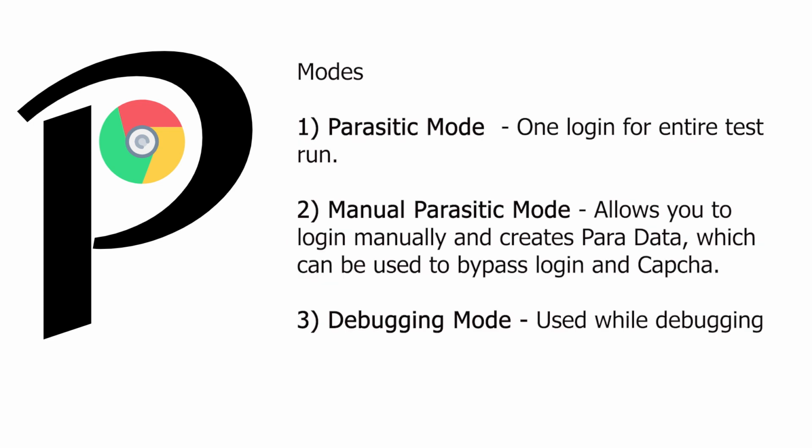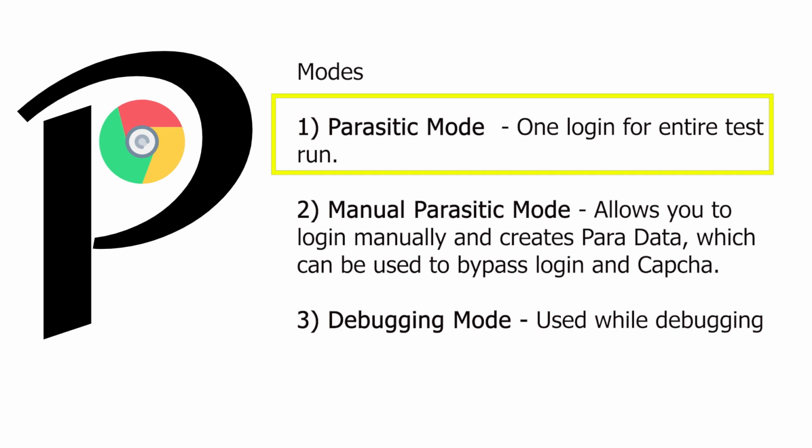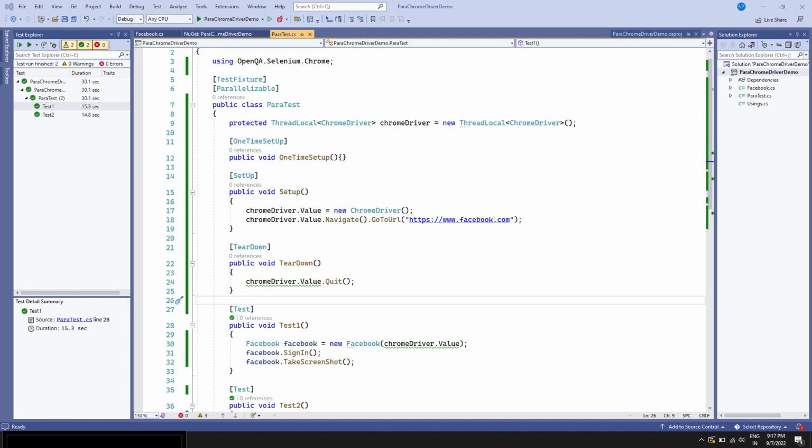ParaChromeDriver offers three modes. Parasitic mode does the pre-setup where it creates the Paradata by logging in once. Now, for each test case we can create a new Chrome instance that uses a copy of the user data created by Parasetup. Hence you have to log in only once. Let us see how to do Parasetup in parasitic mode.